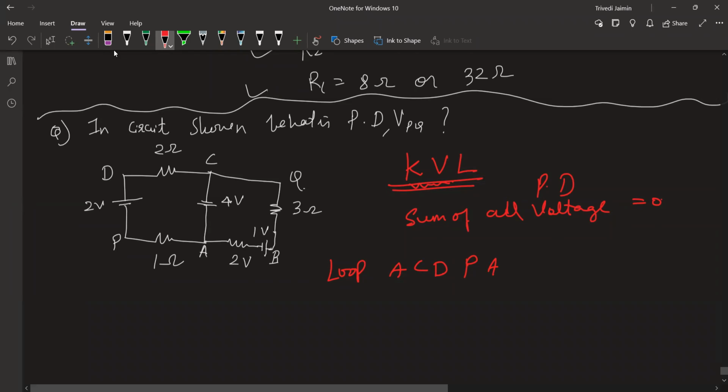Now, what does Kirchhoff's law say? The sum of all the voltages equals 0. Now here comes the sign convention. We are going to follow the sign convention.